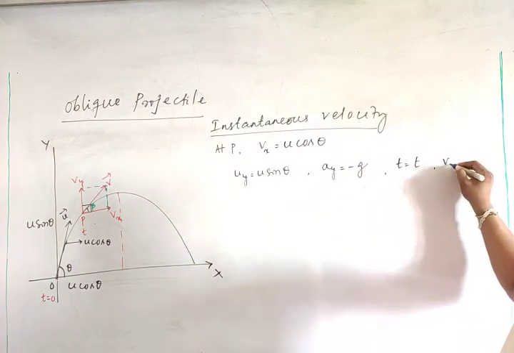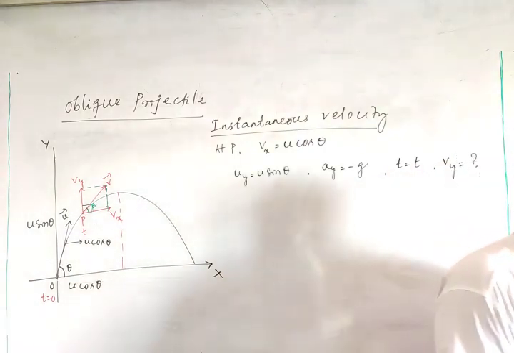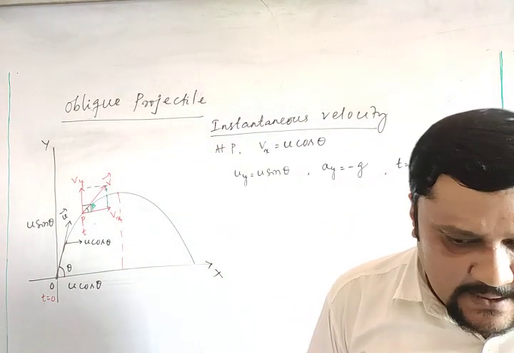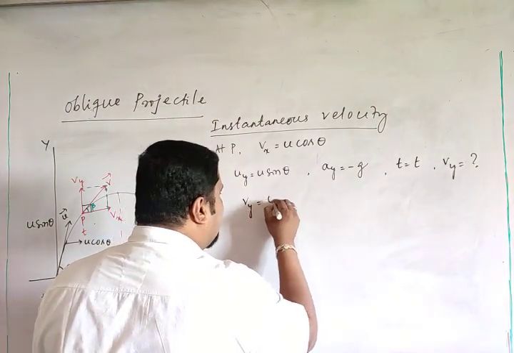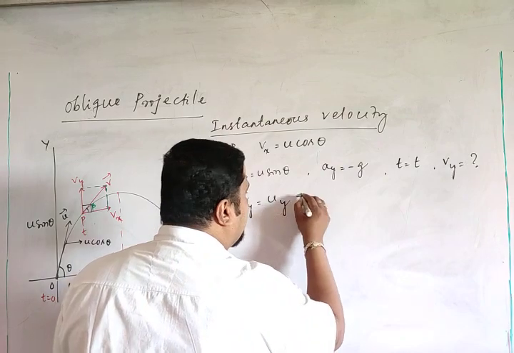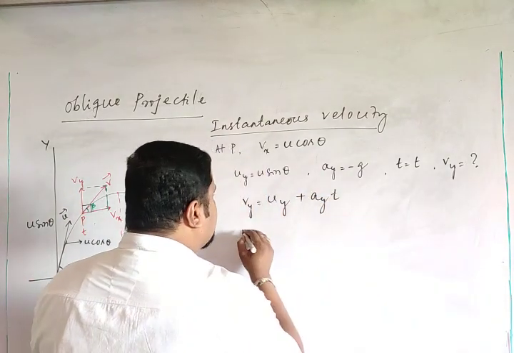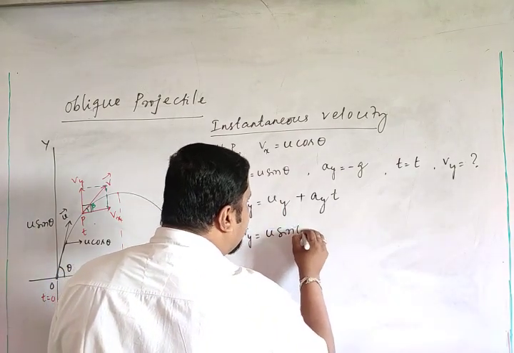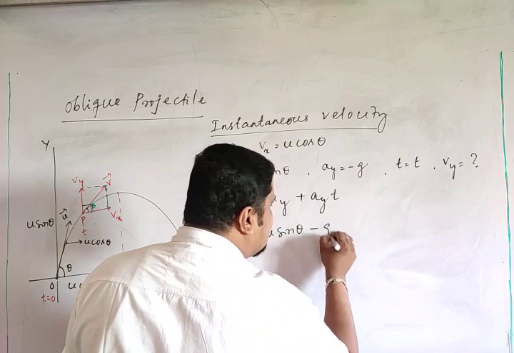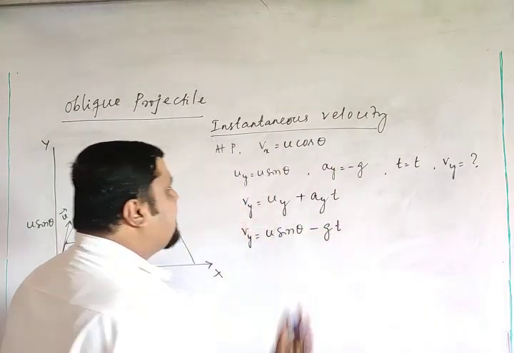So now I will calculate this vy, the y component. As we know, the equation of kinematics implies vy is equal to uy, the y component, plus ay into t. So vy is equal to, what is my uy? u sin theta. ay is minus g, plus into minus g, and obviously t. So this is my vy.